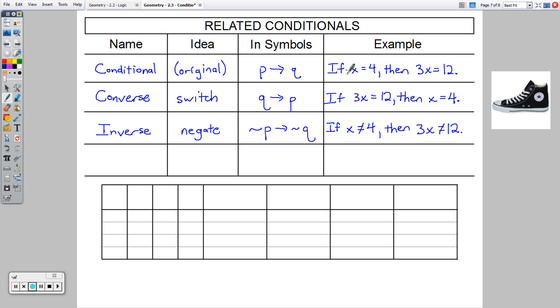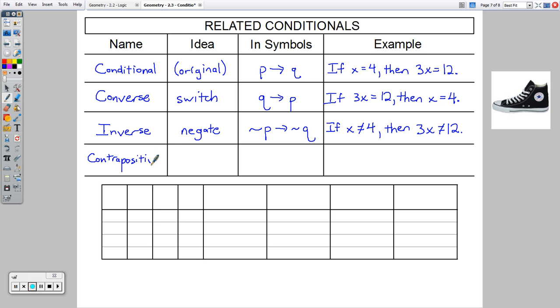If there were nots in the original statement, then if we're going to negate it, we would actually take those nots out. We're not doing that here, but that's how that would work. It would be like a double negative would become a positive. And then finally, contrapositive.